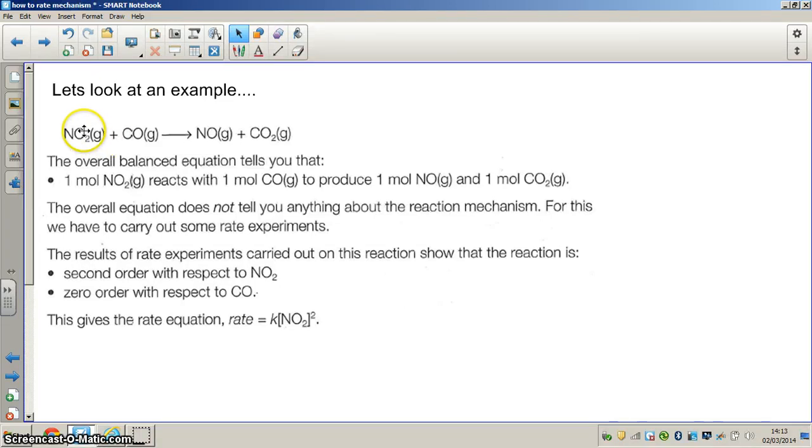So, looking at this reaction then, what I've got here is some results from experiments carried out, and we find that the reaction is second order with respect to nitrogen dioxide, and it is zero order with respect to carbon monoxide. So our overall rate equation is rate equals the rate constant times the nitrogen dioxide to the power of 2.